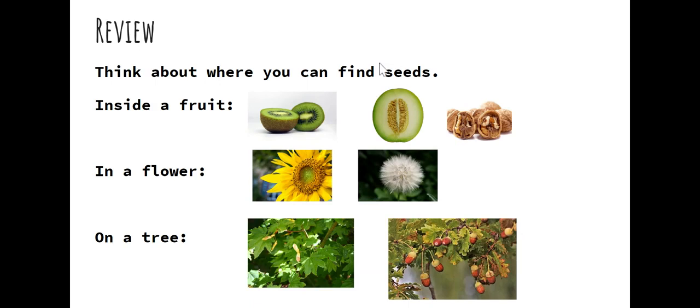So here's a review. Think about where you can find seeds. Inside a fruit or nuts, in a flower, or on top of a flower, growing out of it, or on a tree, or even on a plant. These are all examples of places you can find seeds. In order for seeds to survive, though, they need to get away from the parent plant and they need to be dispersed so that they can continue to reproduce and grow.